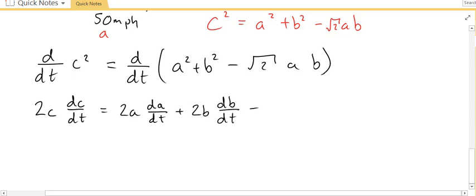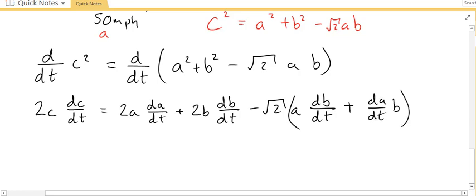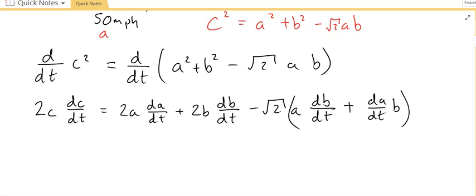Now, on this next bit, we're going to have to be a little bit careful because this is actually, with respect to t, a product rule. So we leave a alone and take the derivative with respect to b, so that would be dB/dt. So square root of 2 times a times dB/dt. And then we do the same thing where we leave b alone and take the derivative of the first thing, so we get dA/dt here.